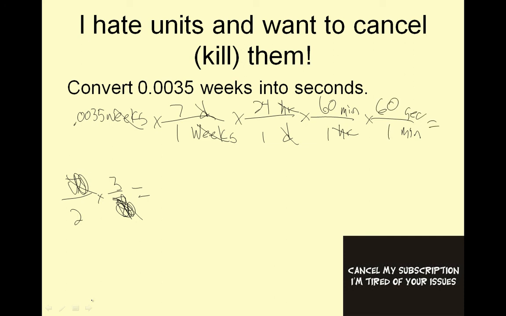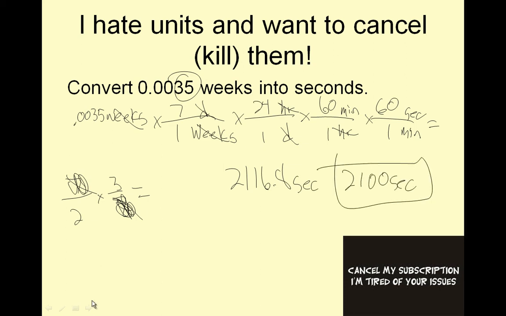And then I get out my handy-dandy little calculator. Remember, everything on top you multiply and everything on the bottom you divide. 0.0035 weeks times 7 times 24 times 60 times 60 is 2116.8, which, I'll deal with rounding later, but I'll just call that 2100 seconds. You don't have to worry about where to round yet.